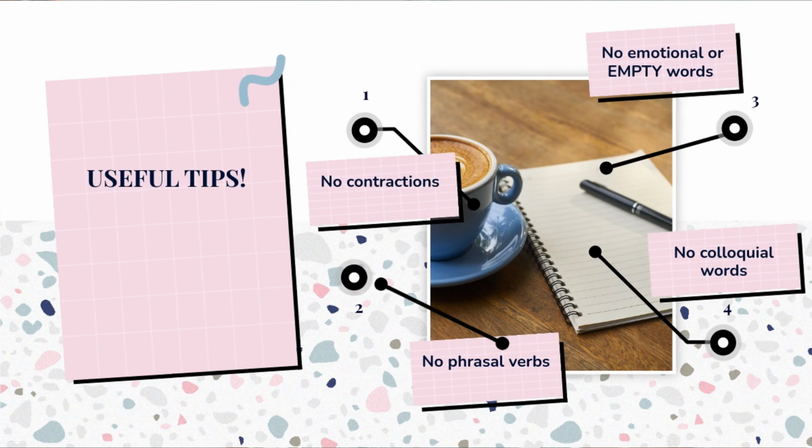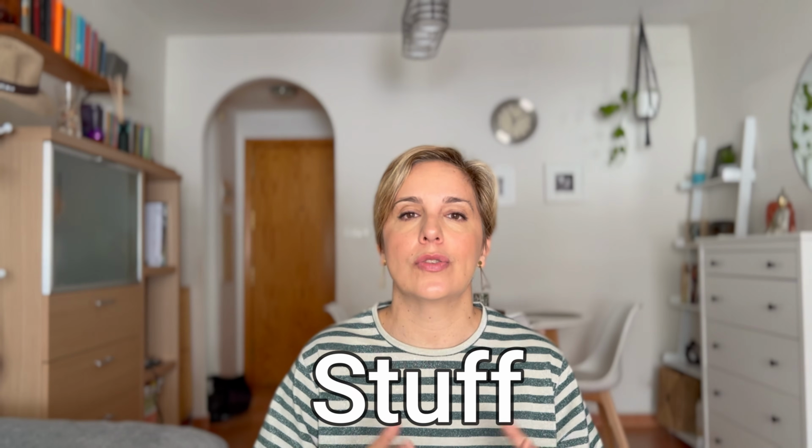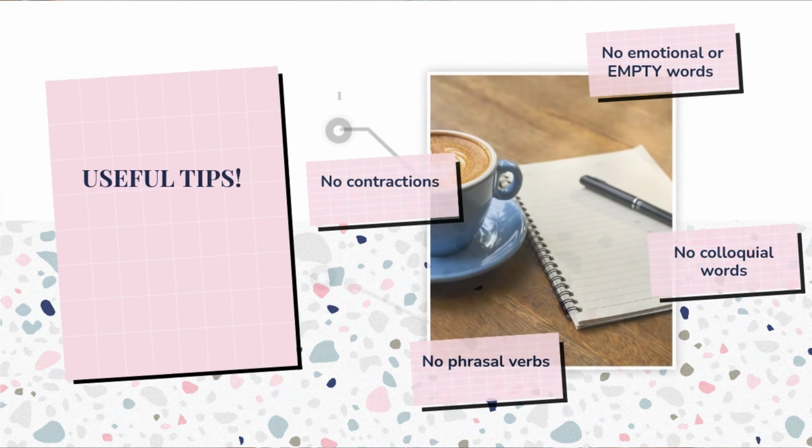The next tip is do not use emotional words or strong words such as hate or love, okay? Words that express a lot of feelings and a lot of emotions. It makes your essay a little bit too personal and it's just not the right style. And also try to avoid empty words that do not mean anything. Words, for example, such as stuff, all right? Let's try to avoid those. And the last tip is, because a pros and cons essay is quite formal, we're going to avoid colloquial words as well. Informal words are avoided in this type of text too.